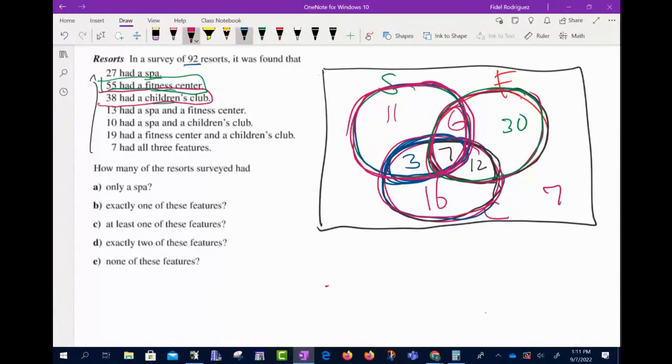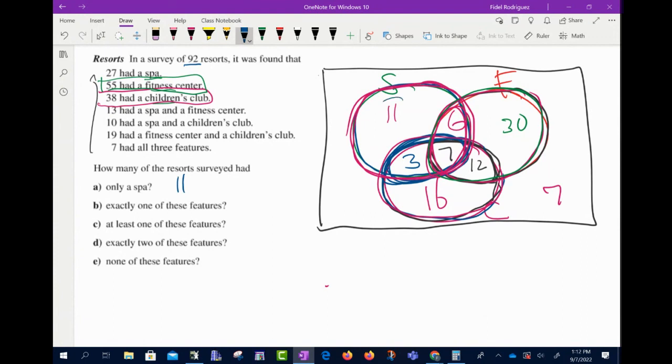Part A says, how many of them only had a spa? Only the spa, nothing else except the spa. What number is inside the S circle, but it's not in any of the other ones? 11, very good.